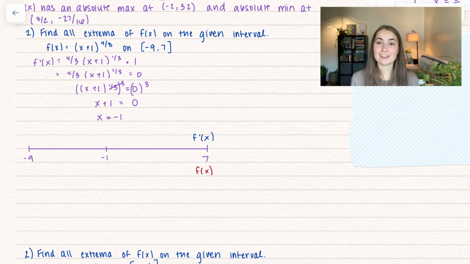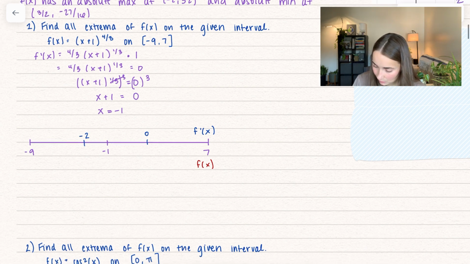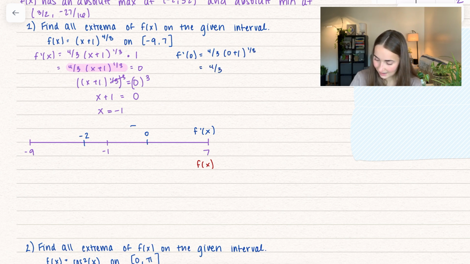So let's find our test values that we want to plug in. Of course, on this side, I want to plug in 0. 0 is always super nice to plug in. And on this other side, I'm just going to take negative 2. So let's plug that into our derivative. I'm going to highlight it right here. Let's plug in 0 first. And here I have a positive value, and that means my function is going to be increasing.